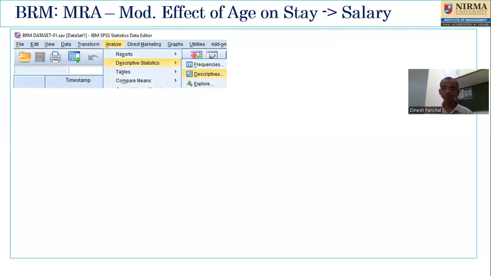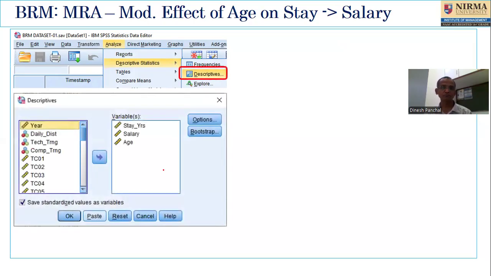And for that, we have to convert all the variables used in the regression analysis into standardized variables. So go to Analyze, Descriptive Statistics, Descriptives. Since we are checking three variables, age, stay, and salary, you pick up age, stay, and salary here and tick this checkbox.